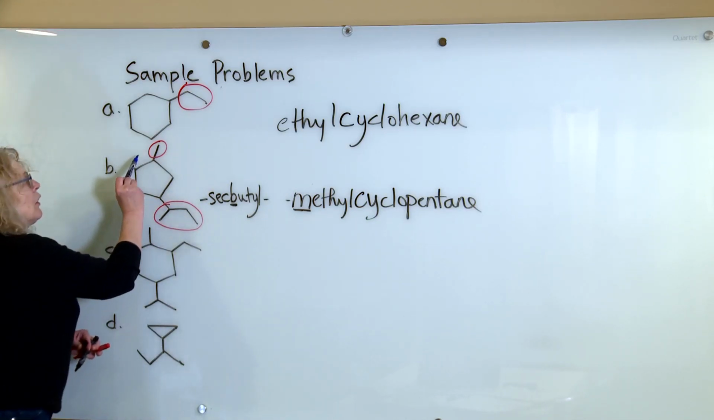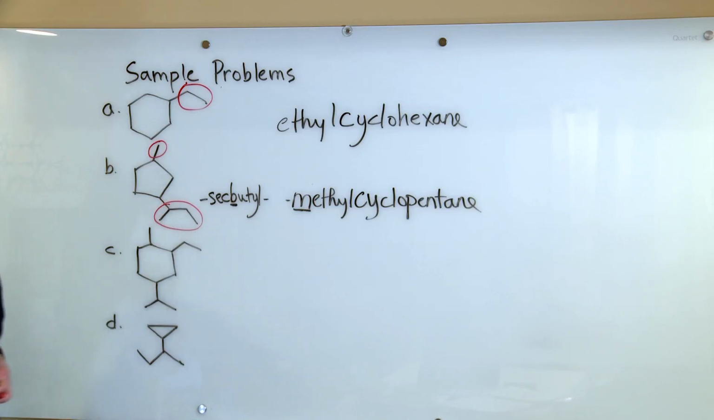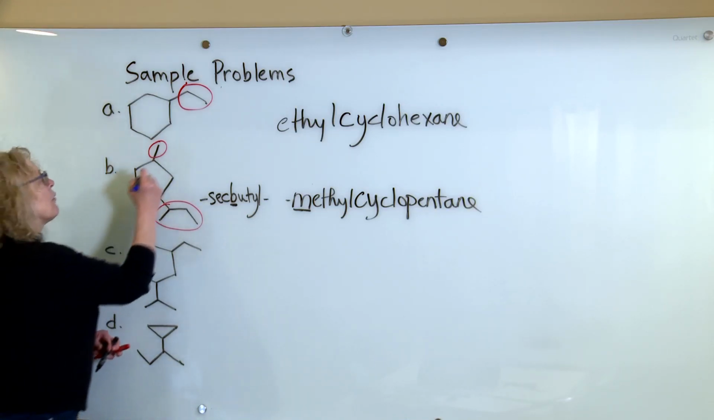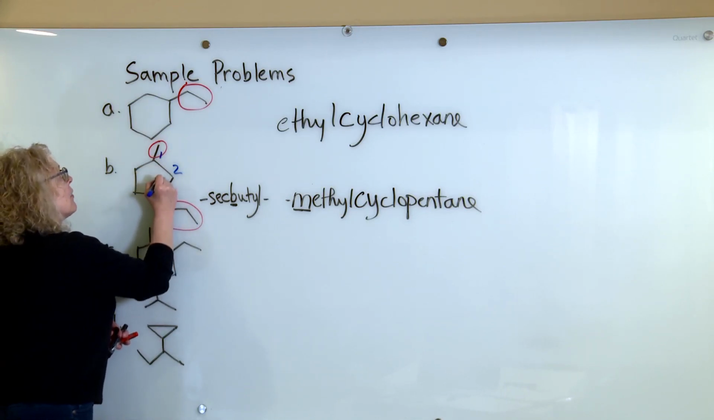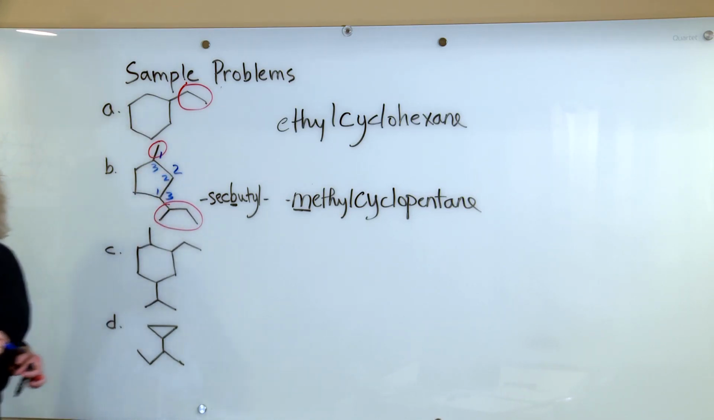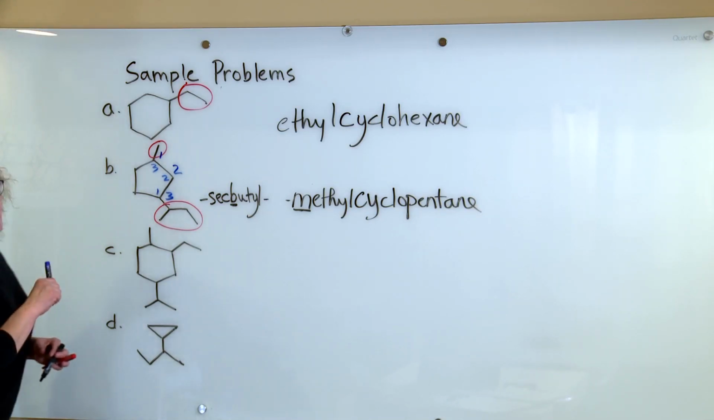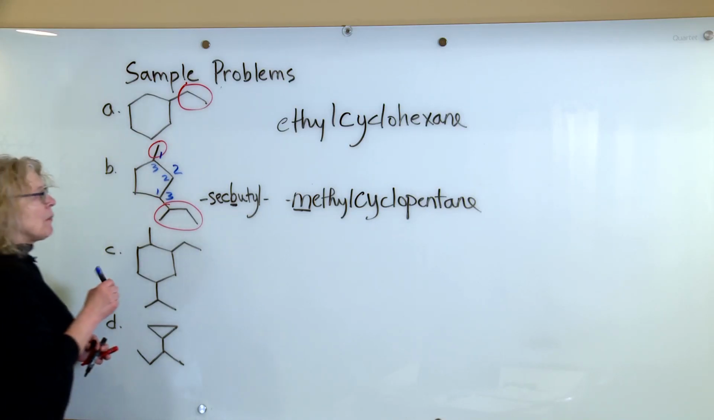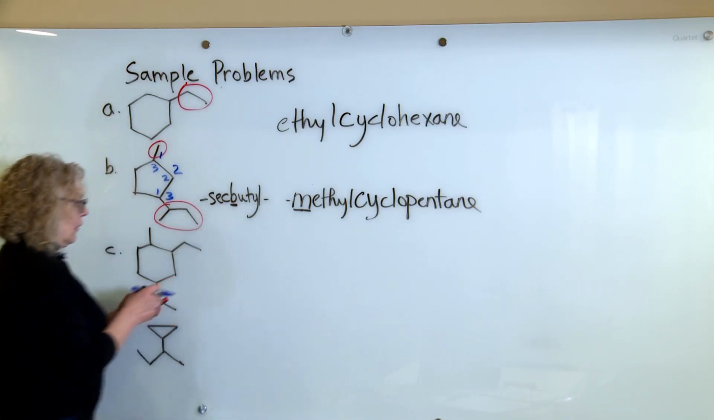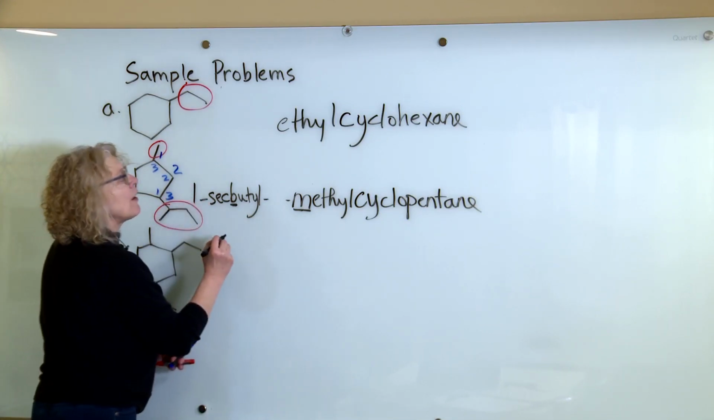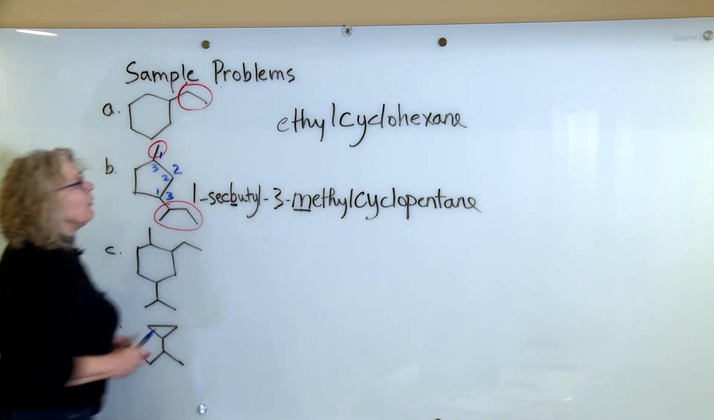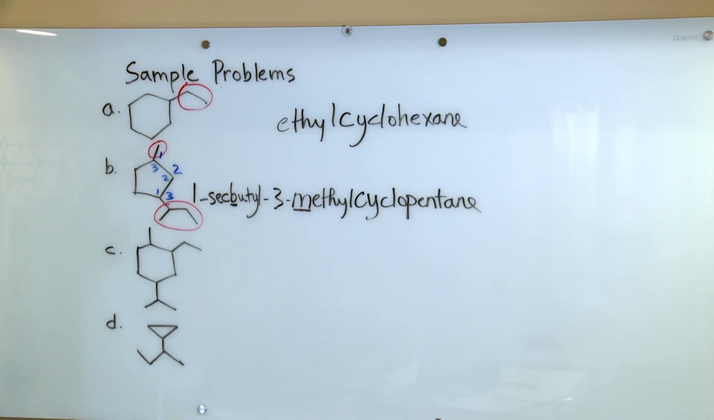So the last thing we need to do is address the numbering. I hope you can see that you have to number around the outside on the right. Numbering on the left would be 2 high numbers. So in either case, the 2 best numbering schemes are 1, 3. So we can't decide based on those numbering schemes. The rule then is, when the 2 numbering schemes are the same, you give the substituent with alphabetical priority the lowest number. So this is a 1-sec-butyl-3-methylcyclopentane.